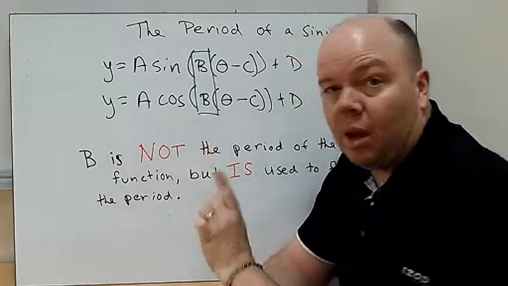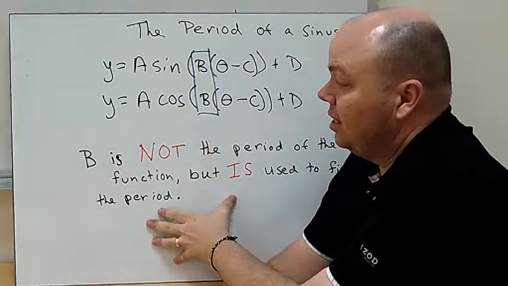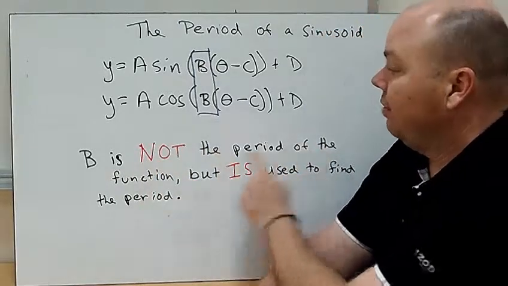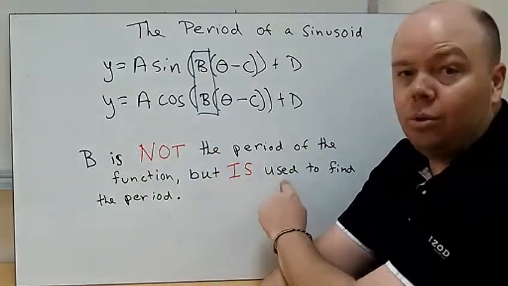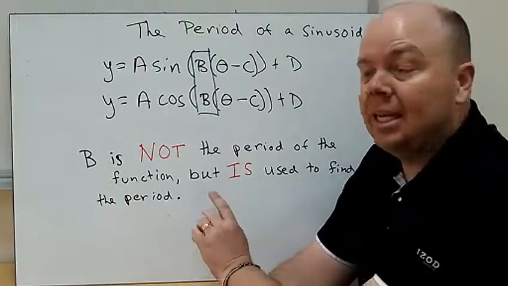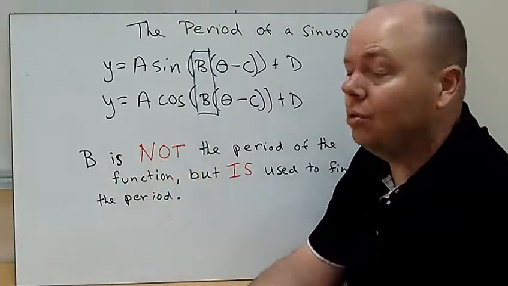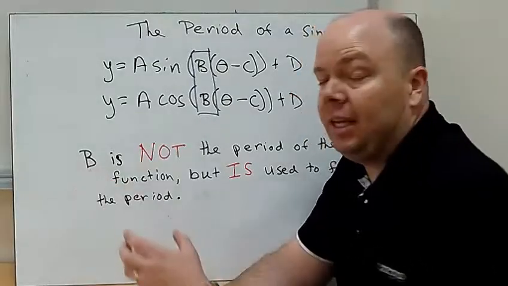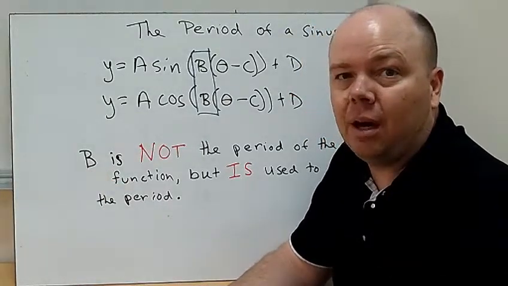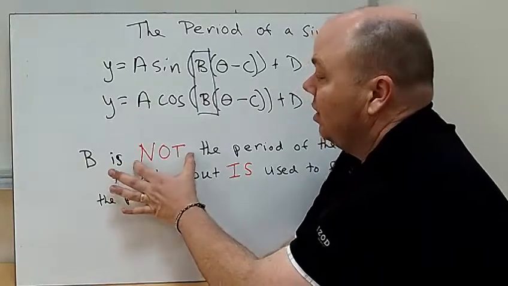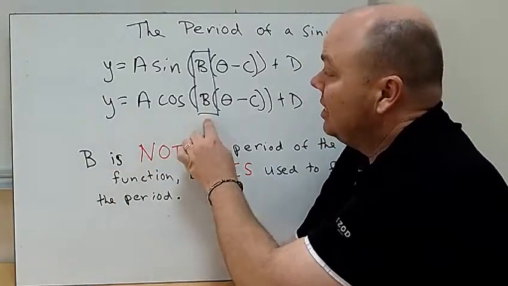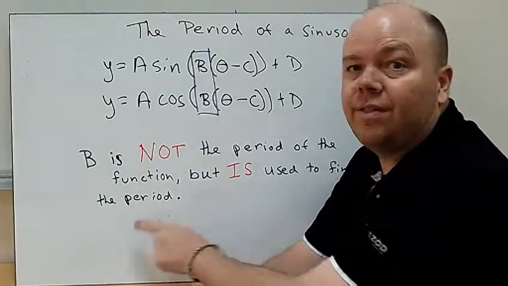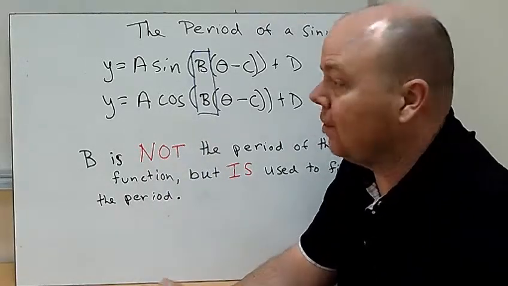So the thing I want you to make sure you understand from this is that b, this value, is not the period of the function, but it is used to find the period. It is not the period. Many students will write down b when I ask for the period of the function, just off without thinking about it. But I want to make sure that's clear. b is not the period of the function, but it is used to find the period, and I'm going to show how to find the period here shortly.